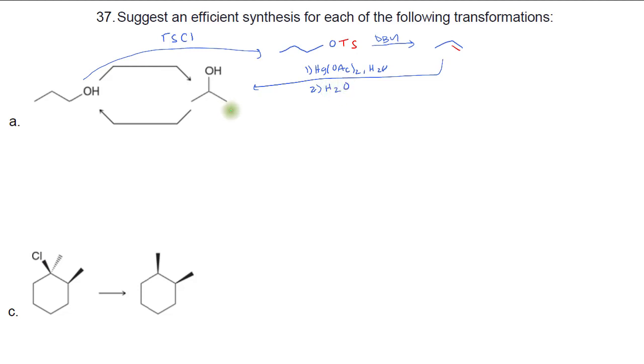To go in the backwards direction, this is the same process, tosyl chloride, to make it a better leaving group. And I would use DBU here, or sodium hydride, or DBN. And then once you get to this, we want to do an anti-Markovnikov addition of water. And so we use BH3, THF.